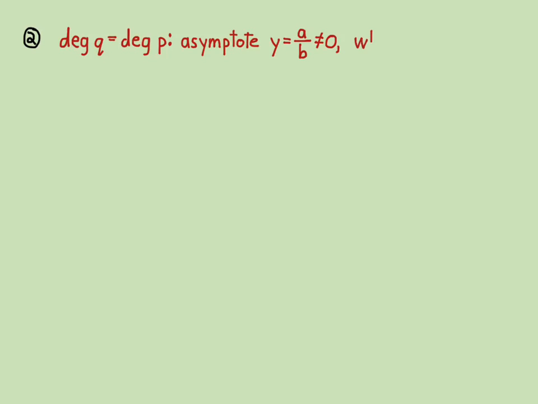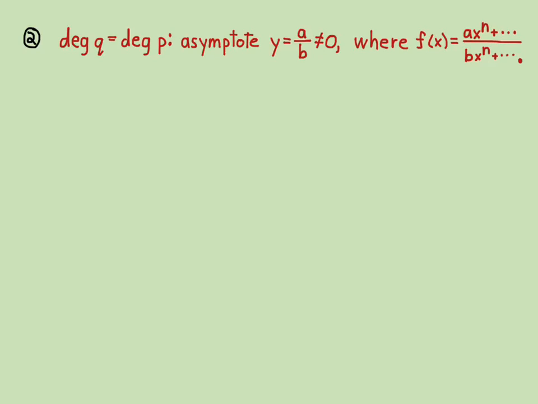So the first case for asymptotic behavior was a horizontal asymptote y equals 0 when the degree of the denominator is higher than the degree of the numerator. So case number 2 is when the degree of the denominator equals the degree of the numerator. And then the asymptote for that will be y equals a over b. It's a horizontal asymptote, y equals a over b. And it will not be 0, so it won't be the x-axis.